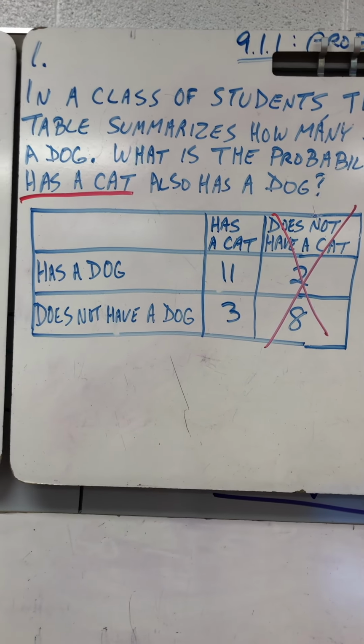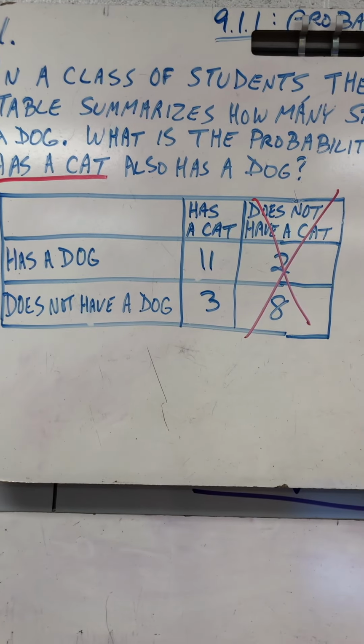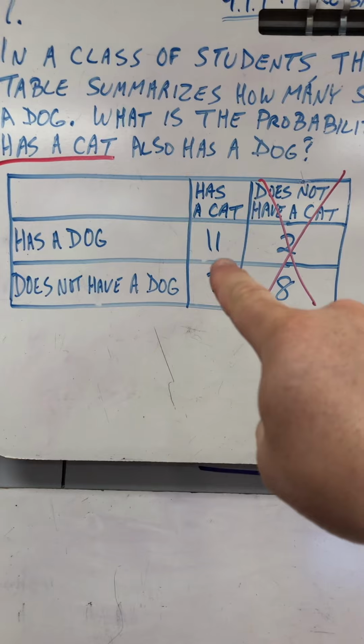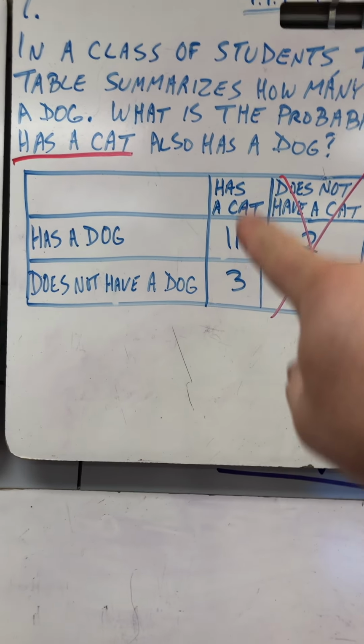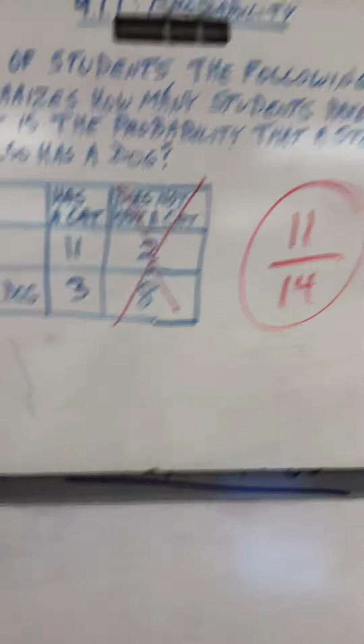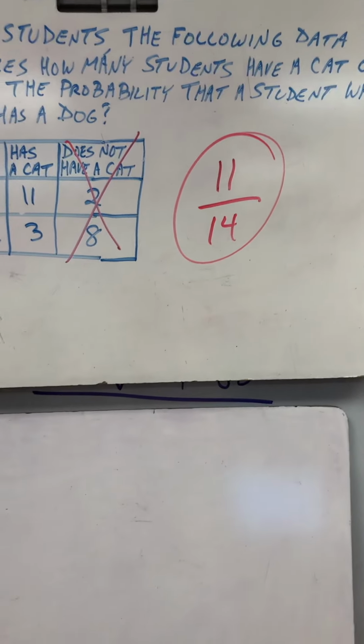So how many that have a cat also have a dog? Well, 11, right? How many are there altogether? 11 plus 3 is 14. So your answer is 11 out of 14. Done.